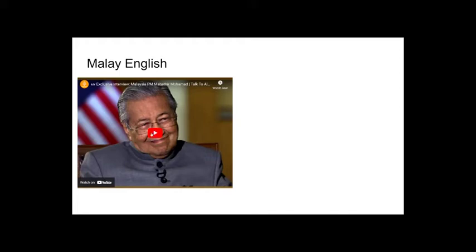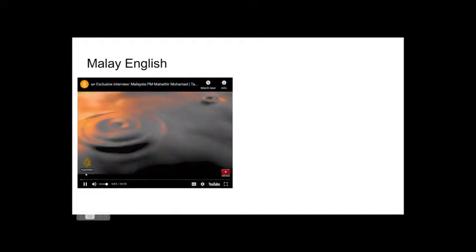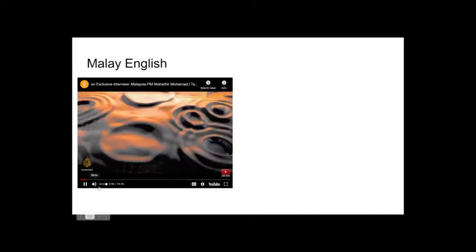Malay English. Malaysia was a colony of Great Britain, and Malaysia has, like Indonesia, the Malays, a lot of different islands, and those islands have different peoples with different languages. So they use English as a lingua franca, as a common language for when it's needed. And so Malays speak English pretty well. Let's skip ahead.